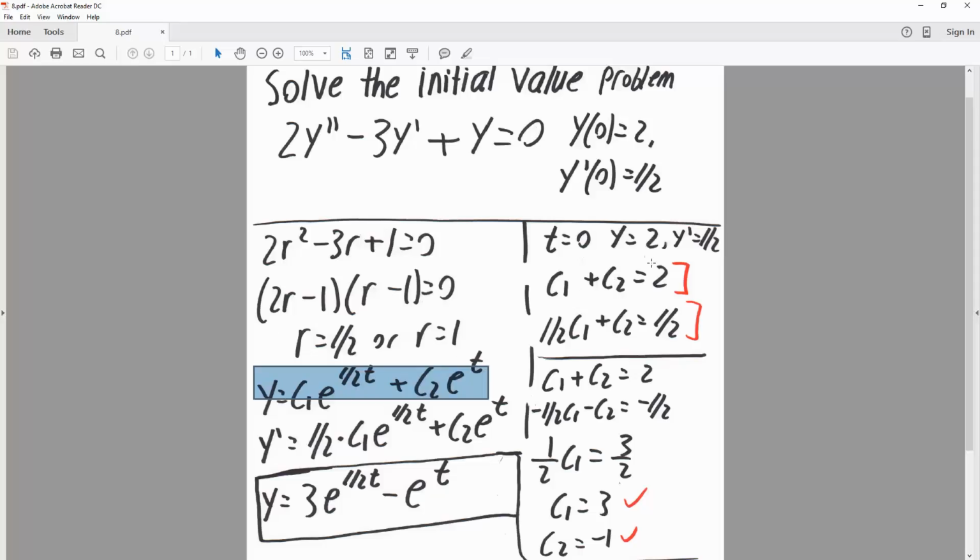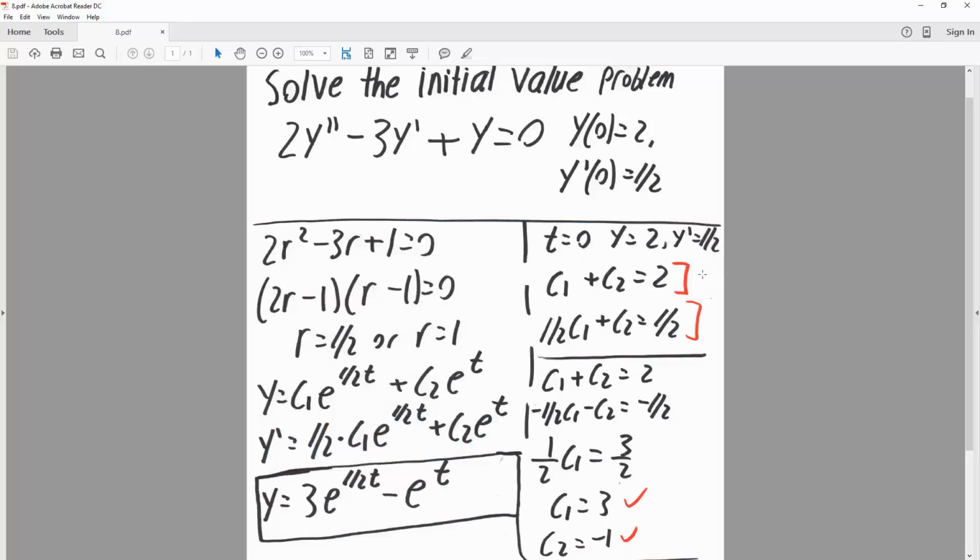We said y is 2. So this is our first equation. Next equation, we'll do this. And once again, t is equal to 0. So this is 0, this is 0. So we would get 1/2 c1 plus c2 is equal to y prime. y prime is 1/2. So these two are our equations.